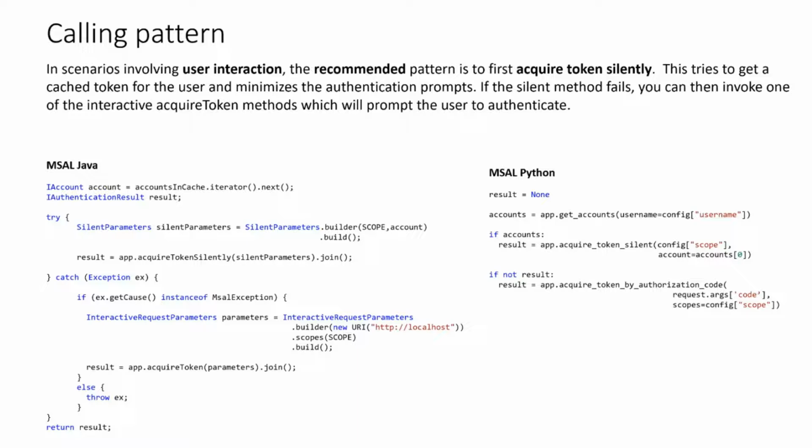But for any reason, if this silent method fails, then of course you will need to handle that and invoke one of the interactive token acquisition methods, which will again prompt the user. So that is a recommended pattern, especially in web apps and interactive flows. And you can see this is provided both by MSAL Python and Java, and most of our MSALs have this pattern. So that's one pattern that I just wanted to mention as a best practice in your application.